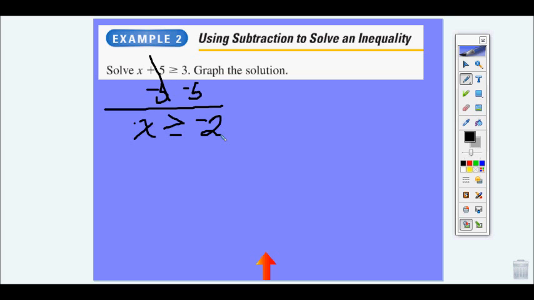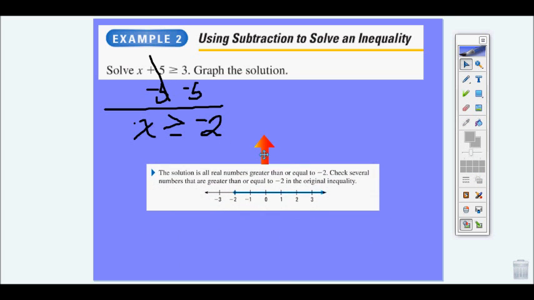I believe I have this graphed here. I do. So a couple things to point out. We have a solid point at negative 2. It's greater than or equal, so it needs to go to the right. And again, my variable is written first, so my inequality symbol matches the way that I'm going to shade. The reason we do this is that any number that is equal to or greater than negative 2 would satisfy this inequality statement.